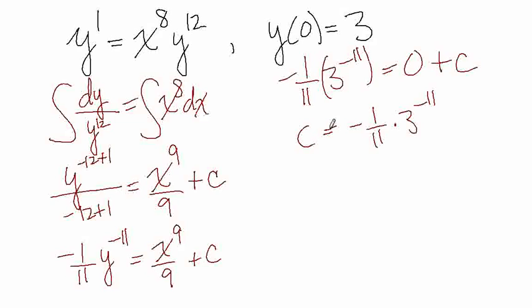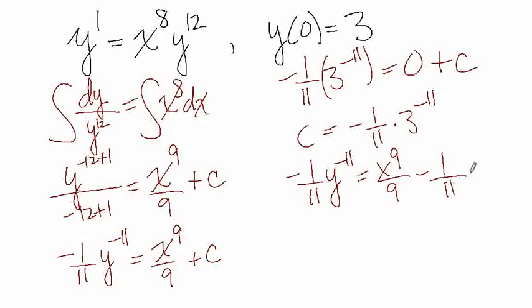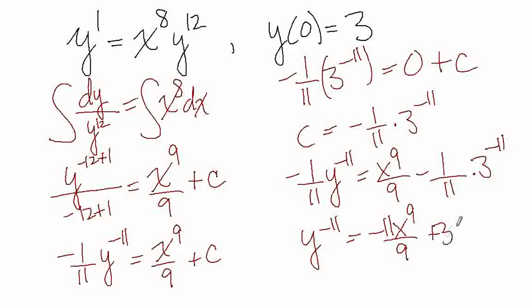And let me first do this, replace c with what we found it to be. So minus 1 over 11 times y to the minus 11 equals x to the 9 over 9 plus, actually, why don't we make it minus? Minus 1 over 11 times 3 to the minus 11. Okay, now let me multiply both sides by minus 11. So I get minus 11 times x to the 9 over 9 plus 3 to the minus 11.